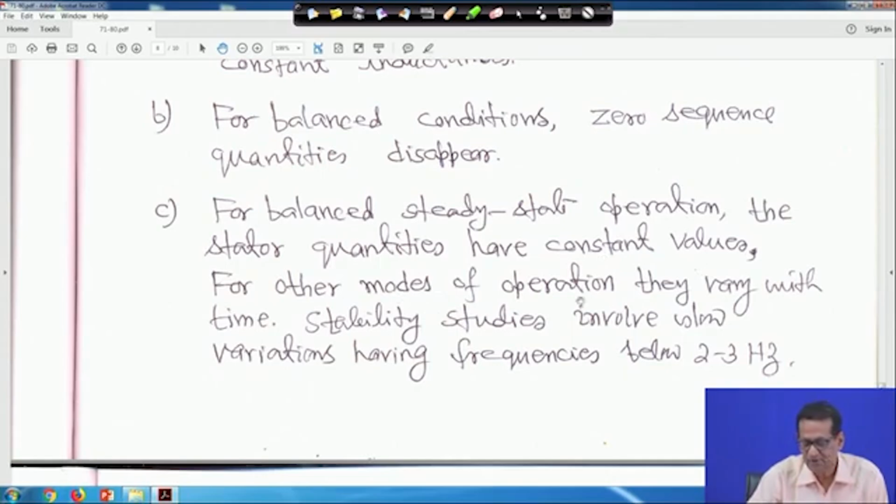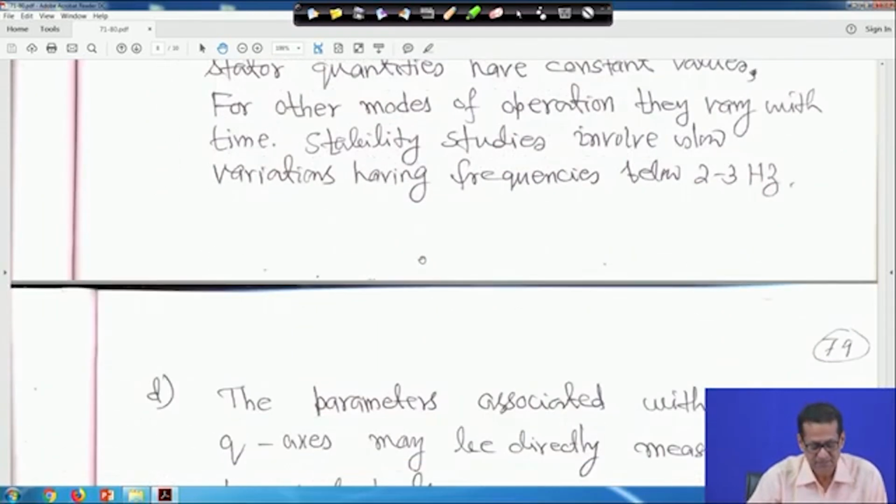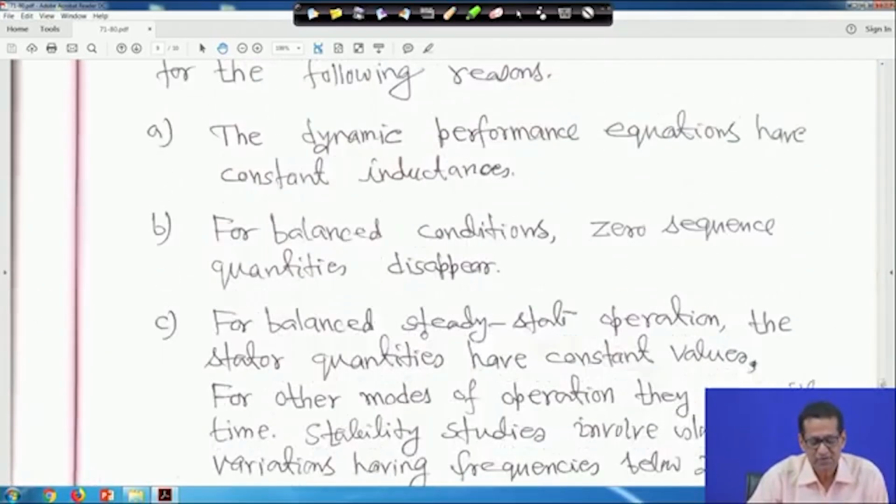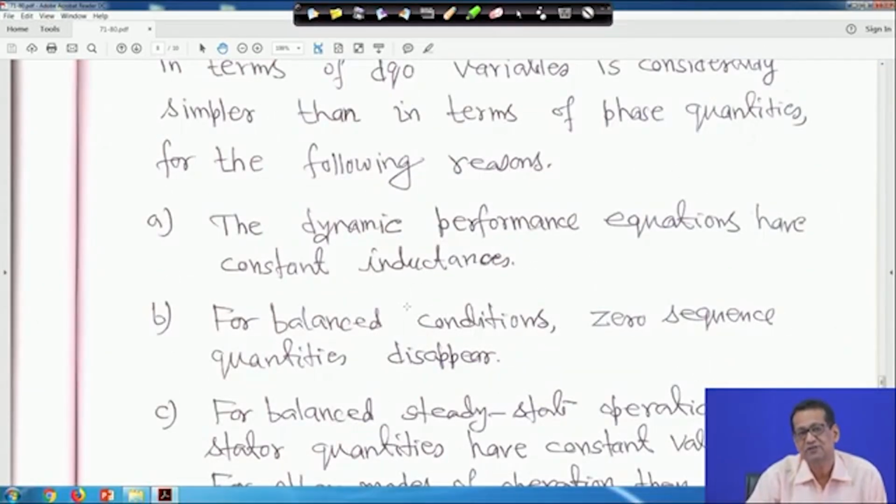For other modes of operation, they may vary with time, and stability studies involve slow variations having frequencies below 2 or 3 hertz, right? And fourth one, the parameters associated with d and q axis may be directly measured from terminal tests, right? So, these are the 4 major advantages for dq0 transformation.